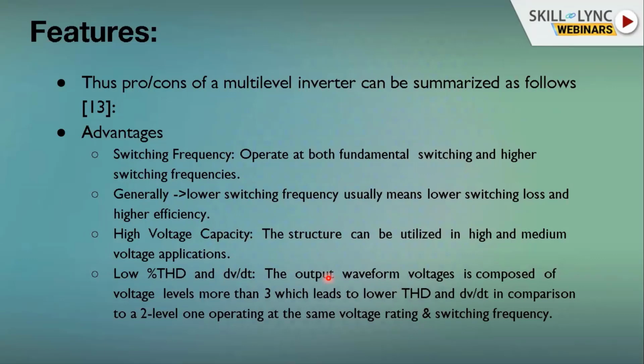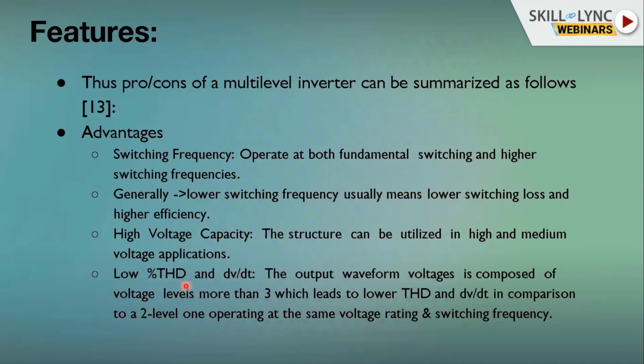Higher voltage capacity: the structure can be utilized in high and medium voltage applications. That is one of the purposes. Previously, you had a restriction on how much voltage capacity your power devices would have. Suppose your device can handle only 500 volts. Now you can cascade all those 500 volts, and you can go up to very high voltage levels that you need as per your design.